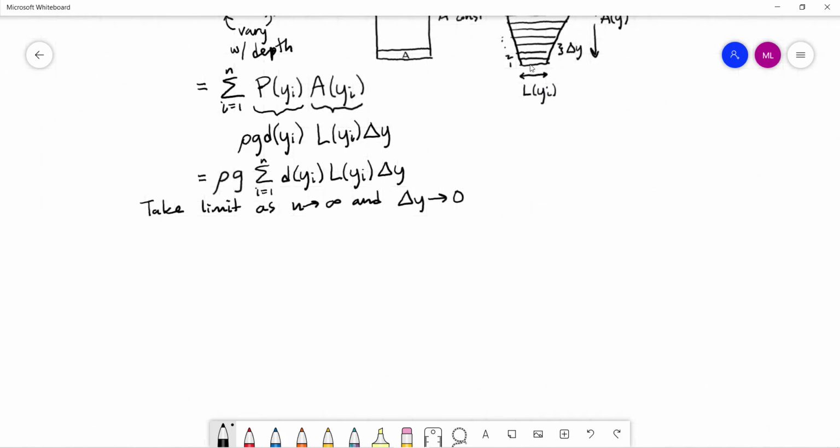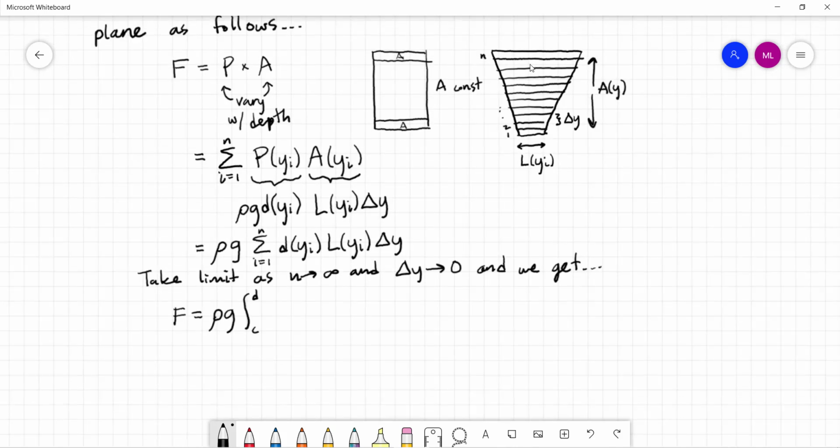Same way that we've always done it. And we get that our force is now going to be an exact representation. So I'll have my rho and my g out front. We're going to integrate from the bottom to the top.